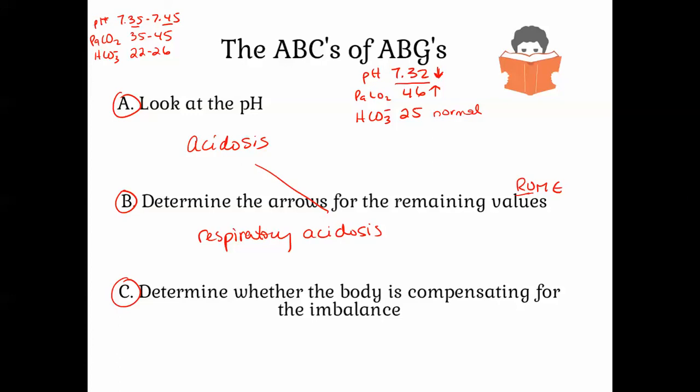Given that only the pH and the primary value are abnormal, with the secondary component being normal, we can conclude that this is a case of uncompensated respiratory acidosis.